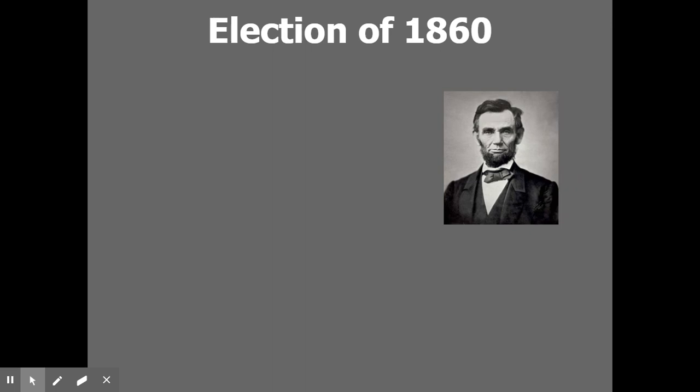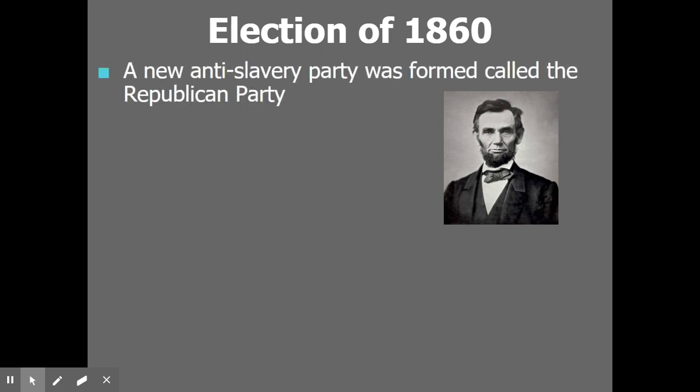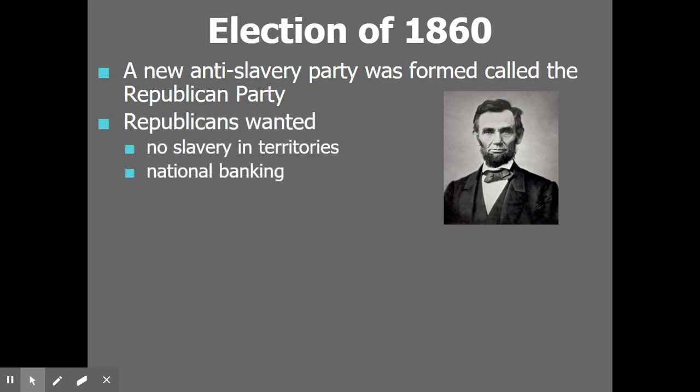All right, so all of this leads us to an election, a big pivotal election. Not that we know anything about big, hotly contested elections right now or anything, but the election of 1860 was definitely one of those. A new anti-slavery party formed called the Republican Party. We had a new political party introduced on the scene, and their new candidate for president was Abraham Lincoln.